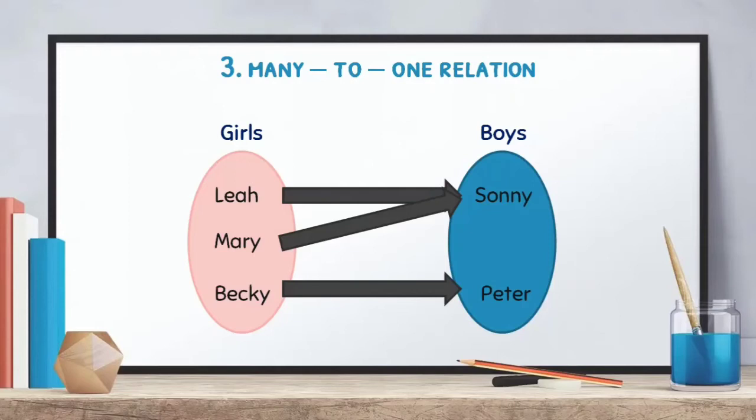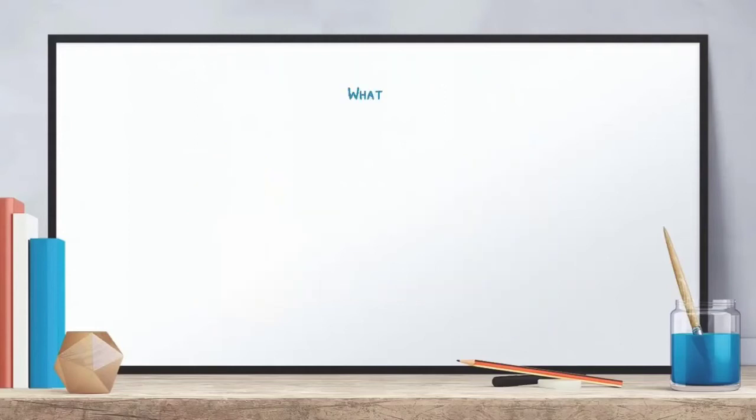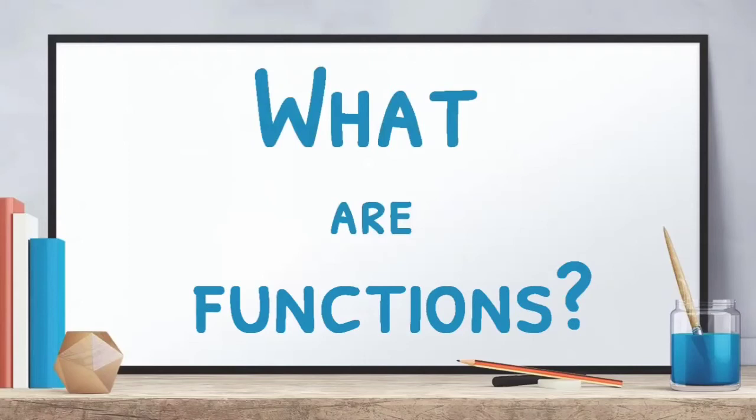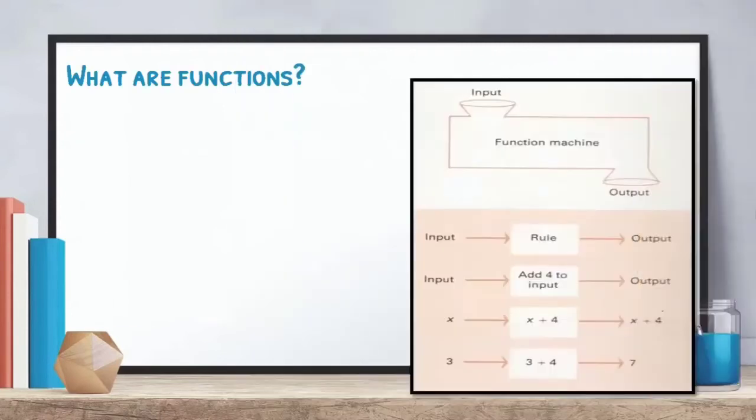Okay? Any question for our 3 types of relations? None. So again, if we're going to recall, we have your one-to-one relation. Next, we have one-to-many relation. And lastly, many-to-one relation. Okay? So what are functions? We're done already with relation. So this time, let's define function.